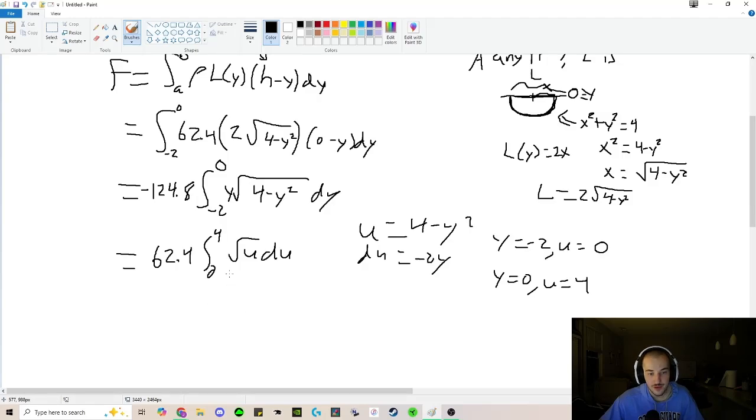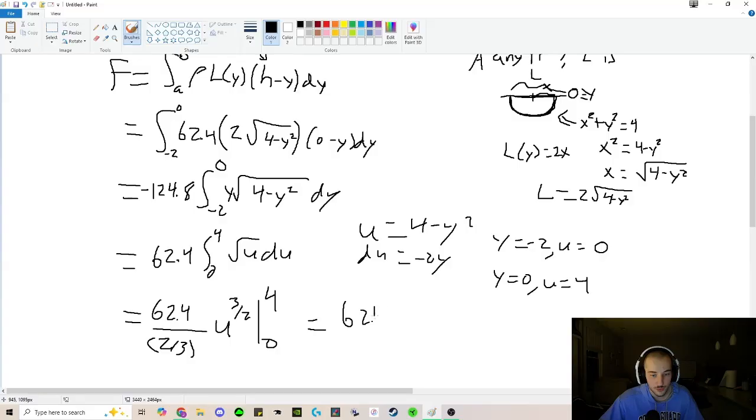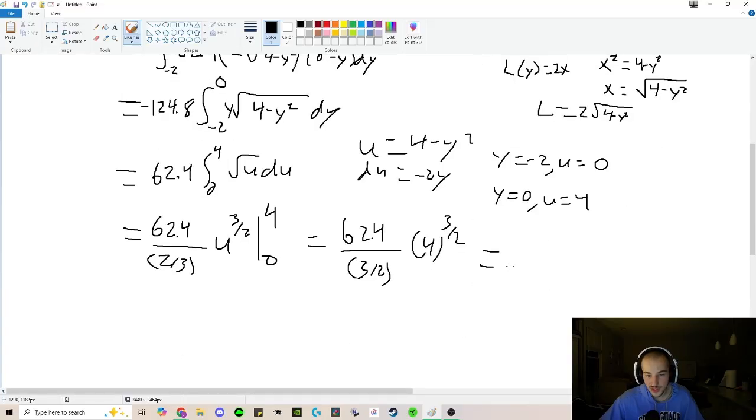So now we do our 1/2 up to 3/2 and divide. So this is going to be 62.4 divided by 3/2 times u to the 3/2 evaluated from 0 to 4. Your final answer should be 62.4 divided by 3/2 times 4 to the 3/2. If we simplify one more time, this would be 62.4 times 2 times 4 to the 3/2, which would just be 8, all divided by 3. This would be your final answer.